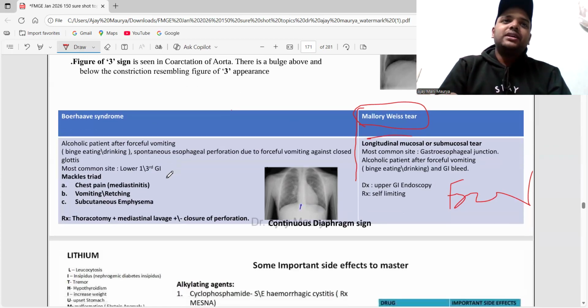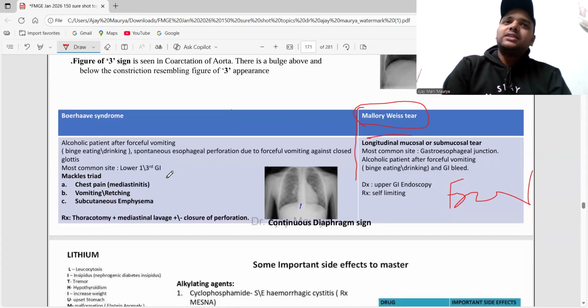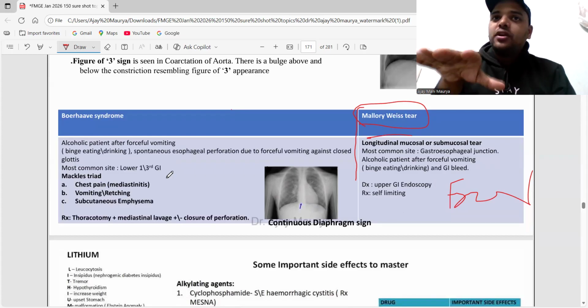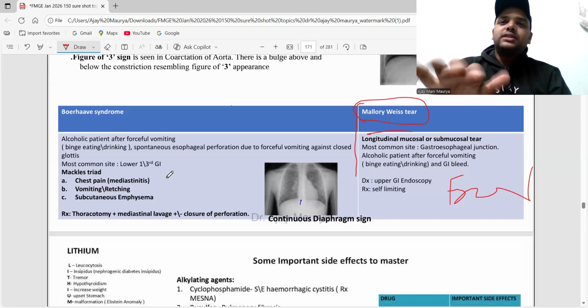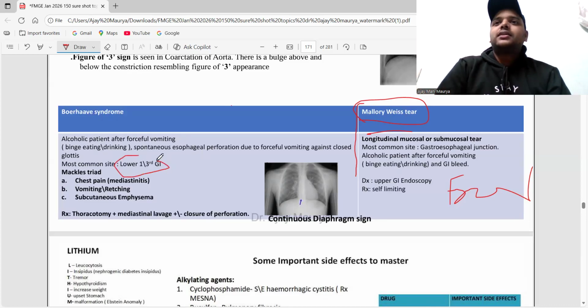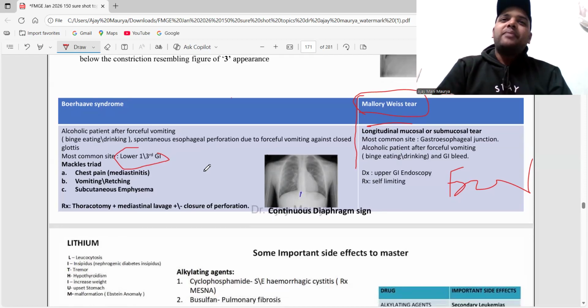But in Boerhaave, they will also give the history of forceful vomiting. He is also a binge drinker. There is forceful vomiting, and it also shows symptoms of the lower GI. The most common site is the lower 1/3 of the esophagus. Apart from that, guys, there is going to be Meckel's triad.